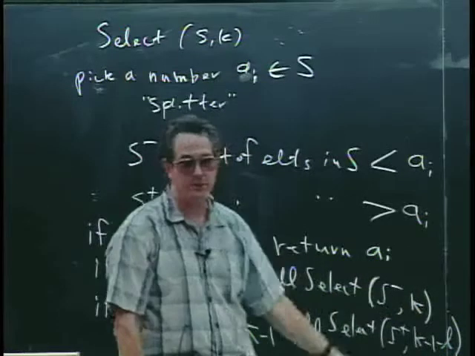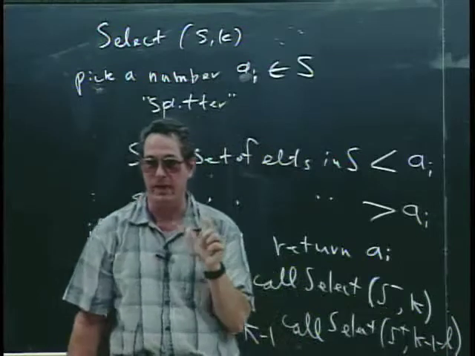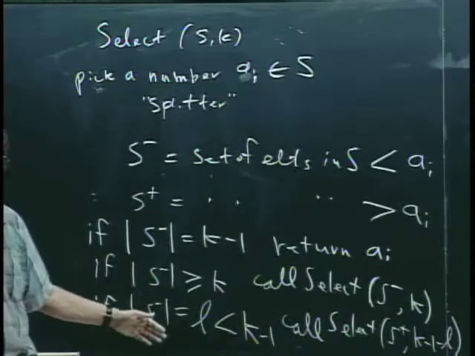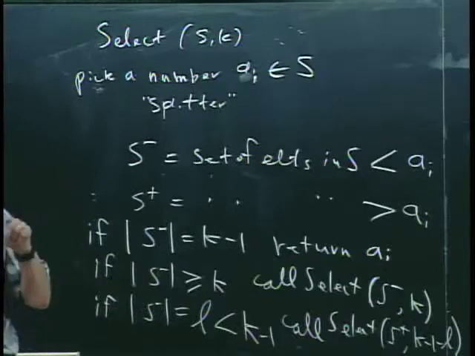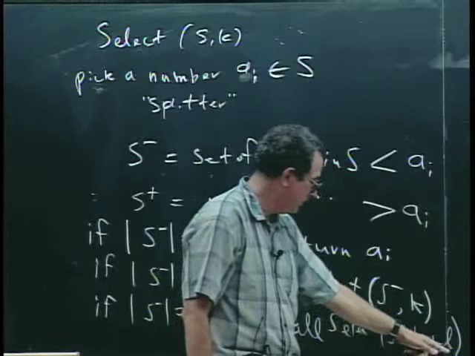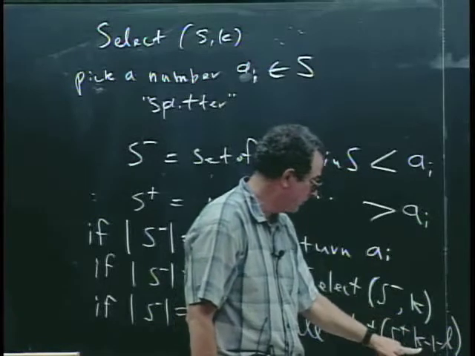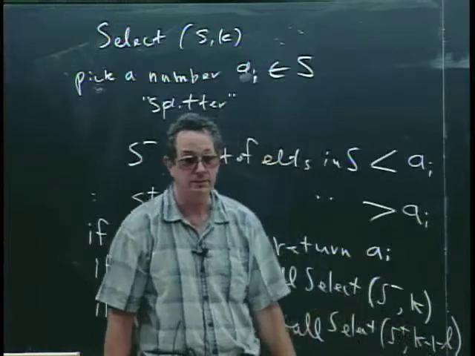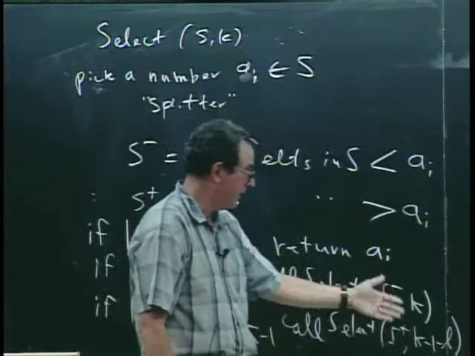Oh, it's K minus 1 minus L, of course, because there are L that are too small in S minus, and Ai is too small. That's where the extra 1 comes from. So it's K, which is what we're looking for, minus L minus 1. Right. Okay, so that is right. And we make that recursive call.